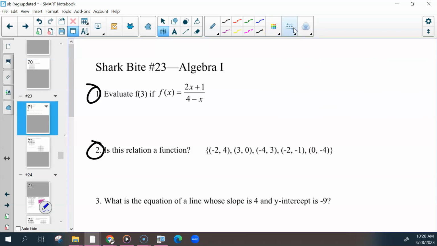For number 1, this is an evaluating problem. It says f of 3. So that's your x value. You're going to put that in every time you see x.